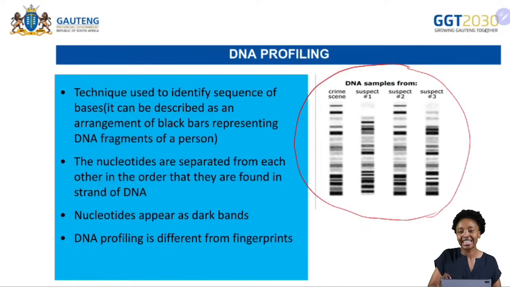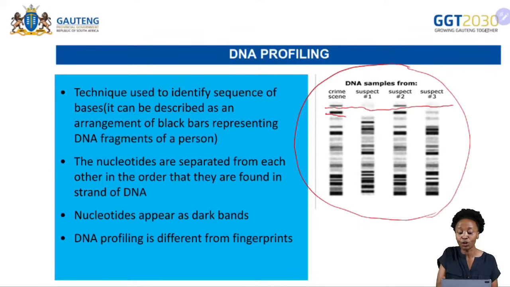So what you need here is a ruler. Yes, you can just look at them and say number 1 or number 2 matches what is found at the crime scene. But I think it's better that you make use of your ruler, so that you put your ruler next to the first band there, and then when we draw a line like this, we can already see that the DNA at the crime scene and the DNA sample of suspect number 2 have these two bands in common.